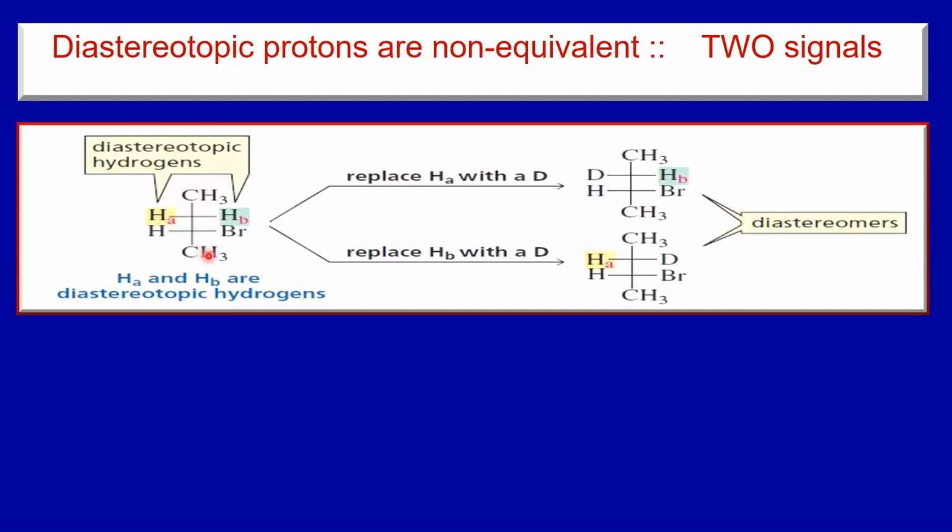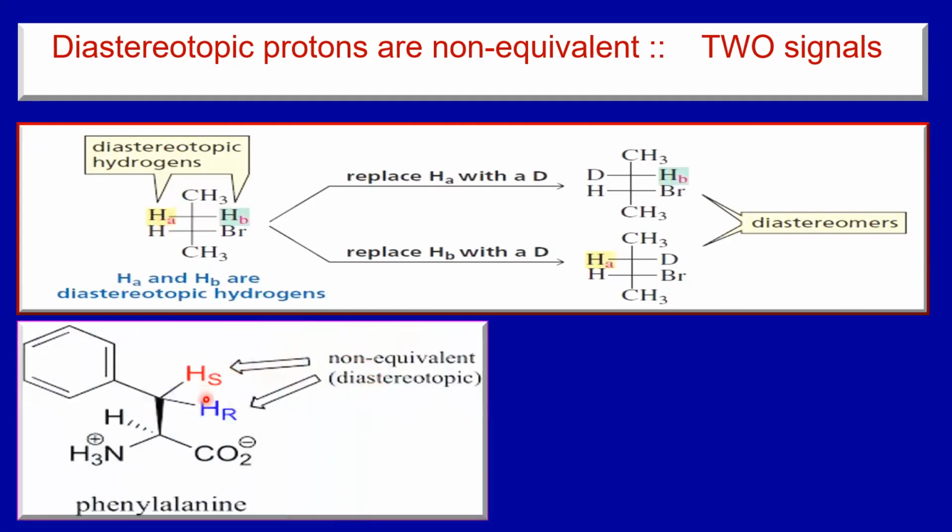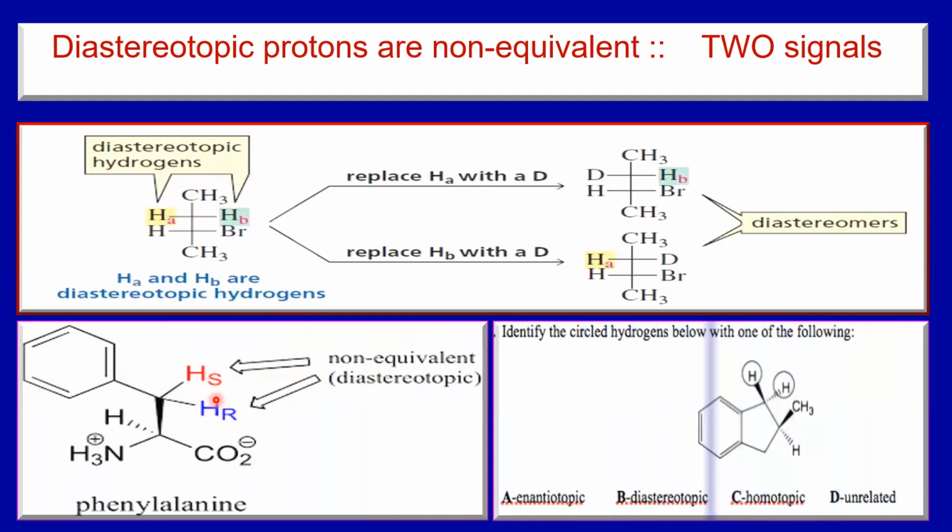It will give 5 signals in NMR spectra. Why? Because these two are not same. So they are non-equivalent as far as HNMR is concerned. So, look at here. These two are diastereotopic protons. So they are non-equivalent.